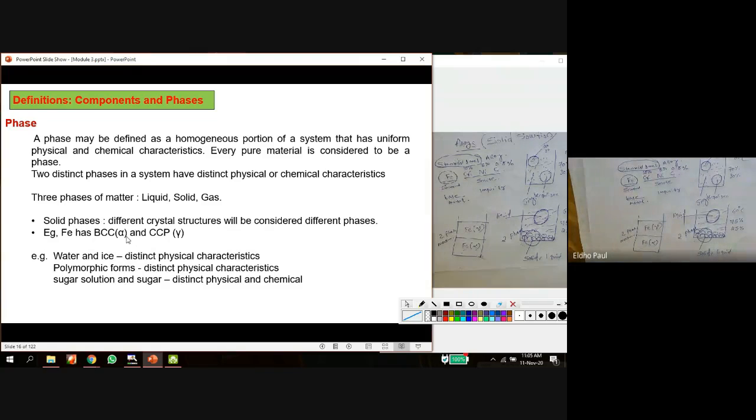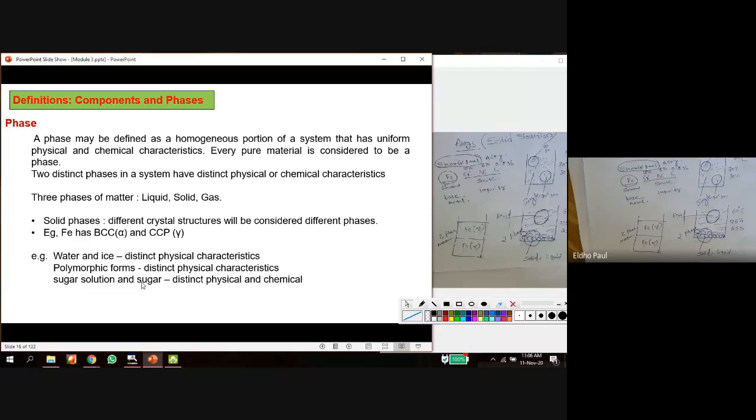So there are different examples. Water and ice have different physical characteristics. Ice is a solid, water is a liquid. So both physical characteristics are different, and we can say both are in different phases. This is one phase, this is another phase. Polymorphism, already discussed: iron can exist in gamma state and alpha state. Both have different crystal structures, so that is also a different phase.